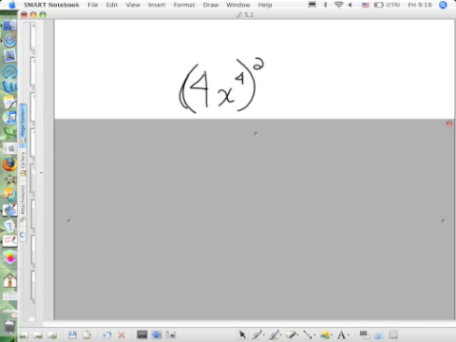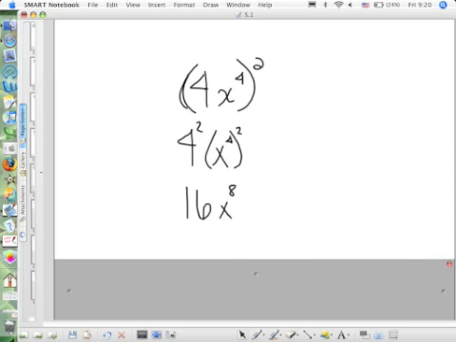4x to the 4th, and the whole thing is squared. All right, well, x to the 4th squared is x to the 8th. Now, here's where some of you may get confused. 4 squared, 4 is not an exponent. 4 is a number. It's 4. When I square 4, I'm multiplying it by itself. It's 4 times 4, not 4 times 2. So the final answer here would be 16x to the 8th power.